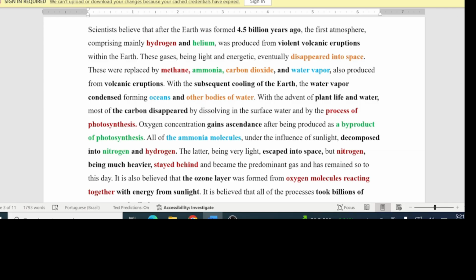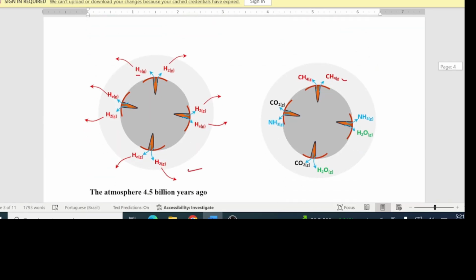Okay, we'll now go and examine these figures here that will make clear these points that have been mentioned there. So this figure here tries to depict what the atmosphere was 4.5 billion years ago. So scientists believe that there were violent volcanic eruptions, and during that time, two types of gases were produced: helium and hydrogen. Both of these being very light, it is believed that they escaped into space.